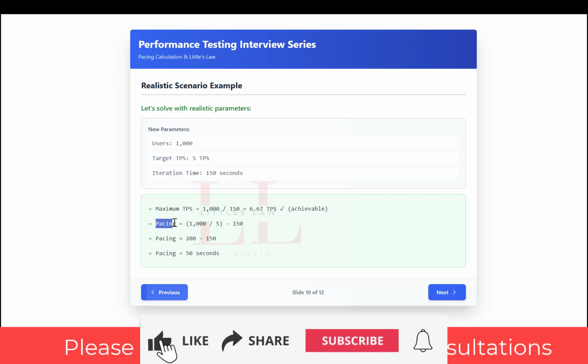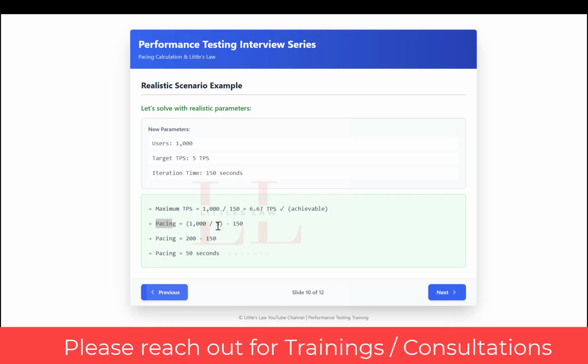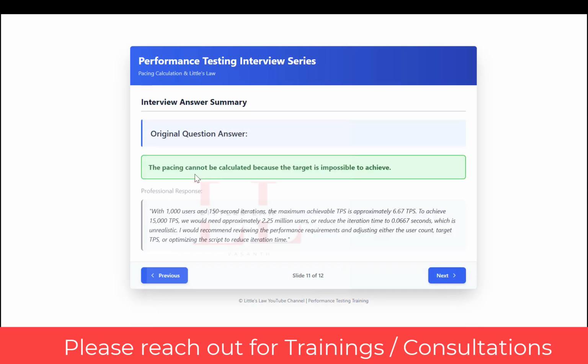And the next thing is pacing, right? The target is 5 TPS, which is less than 6.67. I mean, the check mark is achievable. And then the calculation of pacing: pacing equals 1000 divided by 5 minus 150. So the pacing is 200 minus 150, where we get 50 seconds, right? So the pacing equals 50 seconds, which is perfect, because we need to add 50 seconds of pacing between iterations to achieve 5 TPS with 1000 users.